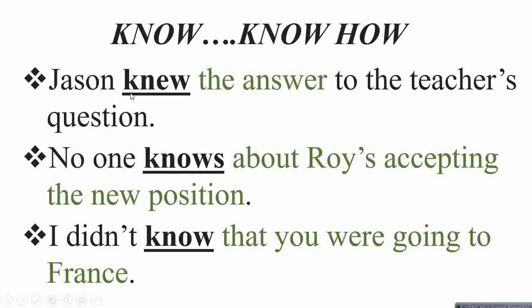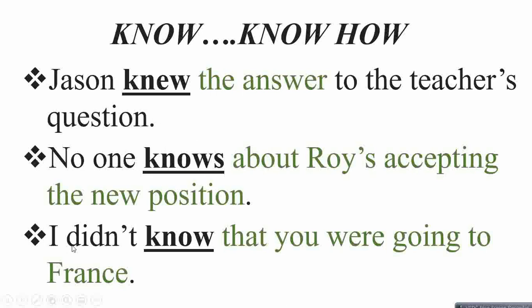So the verb knew is followed by the noun, the answer. Simple. No verb, nothing infinitive, nothing whatsoever. No one knows about Roy's accepting the new position. Now this is about prepositional phrase because the about is preposition, so it's a prepositional phrase जो कि आपके पास know के verb के बाद follow हो रही है.